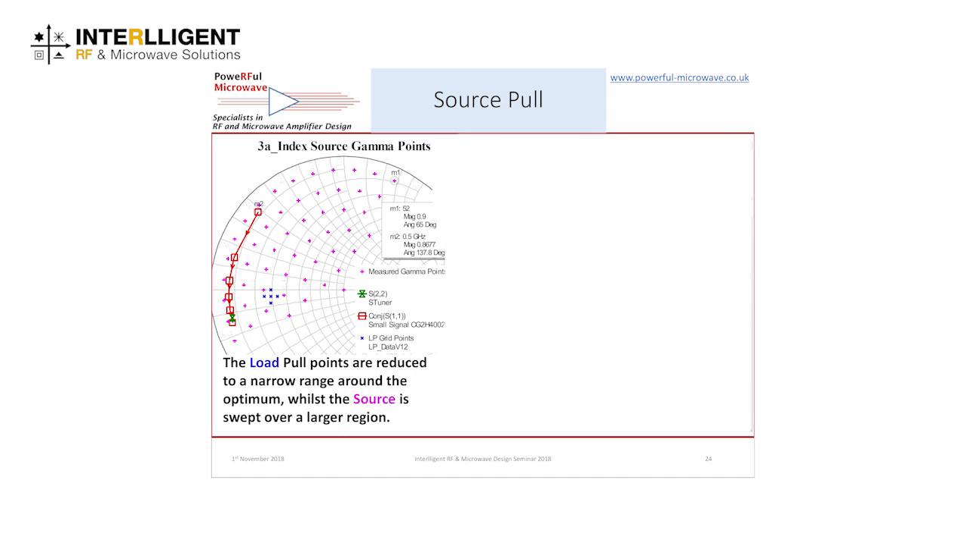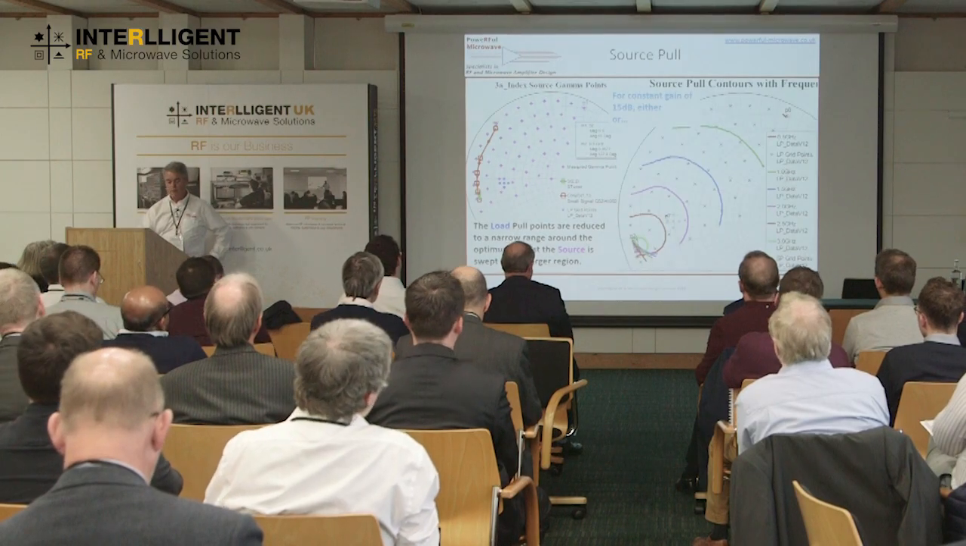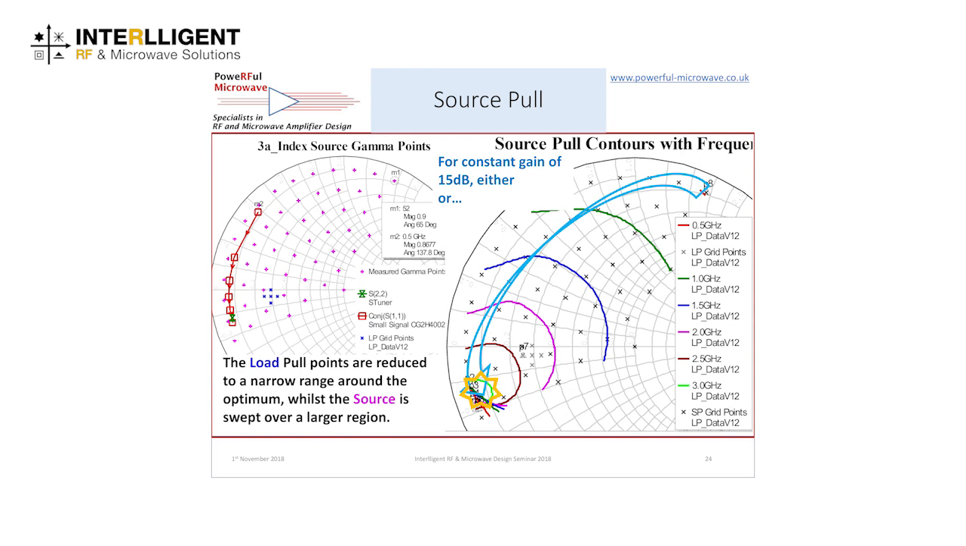So if we look in at the source, we were just using a very simple source pull at the beginning. Now what I've done is we know where the optimum areas for our fundamental load are, that's these blue crosses. But I've spread the source impedances over a much larger part of the Smith chart now. So we're going to look at what the effect is of varying that source impedance. And this is really to help us look at the matching circuit and how we can have a flat gain across the bandwidth. So what we've plotted here is the circles of constant gain, so 15 dBs of gain.